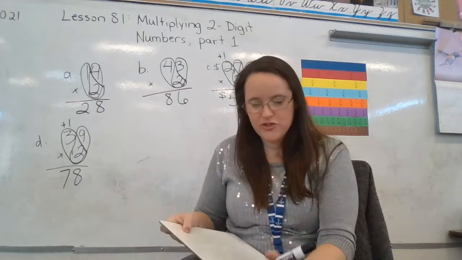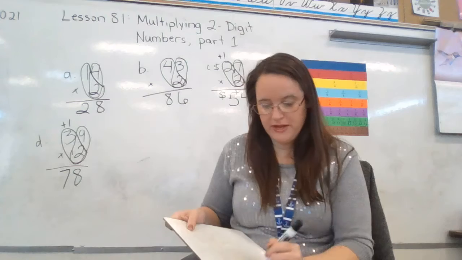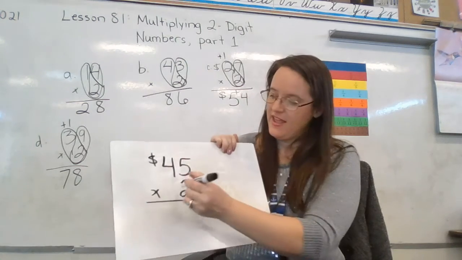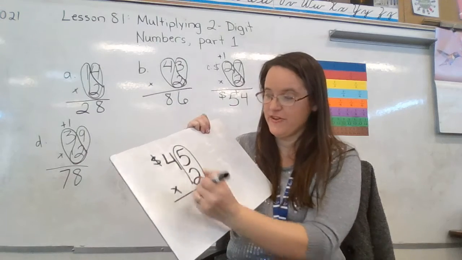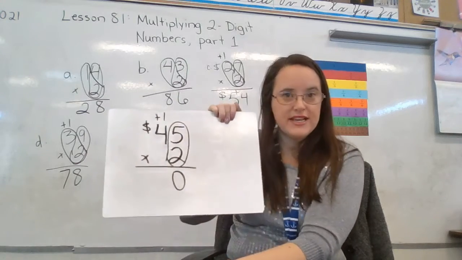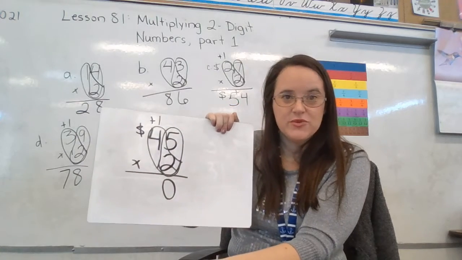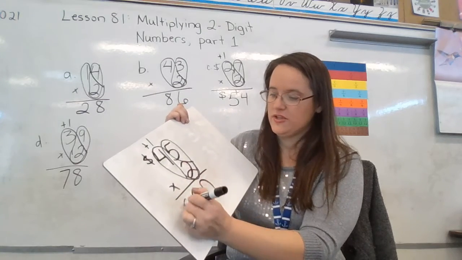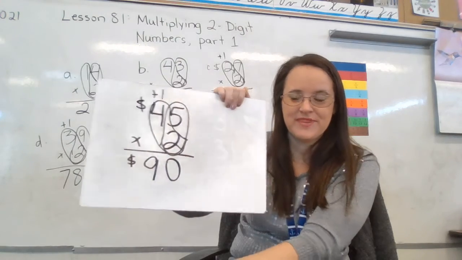So 1 pair of shoes, $45. 2 pairs of shoes, we're going to multiply, so times 2. 5 times 2 is 10. Don't forget to carry your +1. Multiply the tens. 4 times 2 is 8, +1 is 9. So 2 pairs of shoes would be $90.